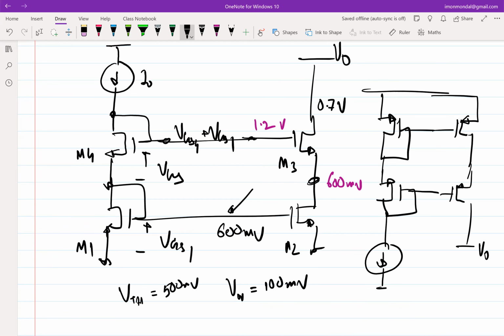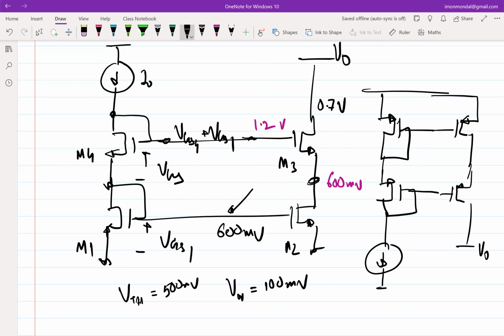Ideally, I should only lose one overdrive, right? Ideally, just like M3, I have a VDS of one overdrive, right? That is good enough to keep M3 in saturation. But in case of M2, I am having one overdrive plus one threshold voltage, and that requirement has come because I want to mirror properly. Okay. So people have figured out ways of getting rid of this problem.